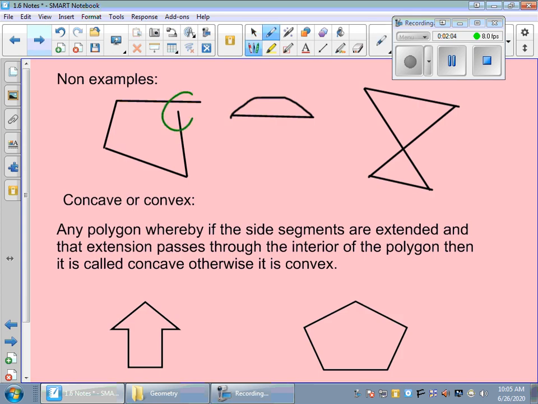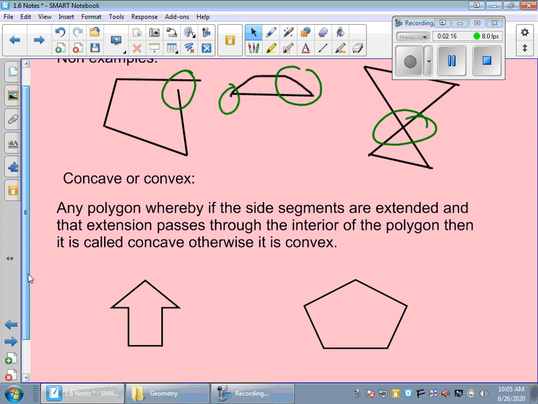This slide right here shows the non-examples. So again, this doesn't connect. They don't get to a common point. This one is a little bit rounded right here and a little extension right here. Polygons don't cross through the middle, so those are non-examples of polygons.